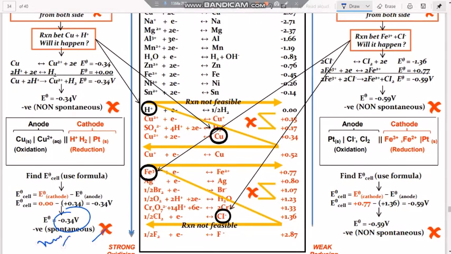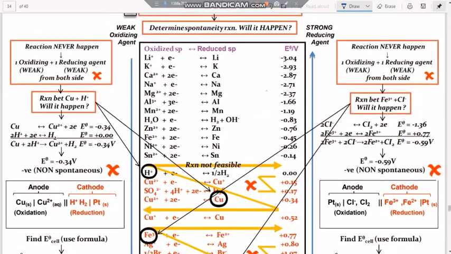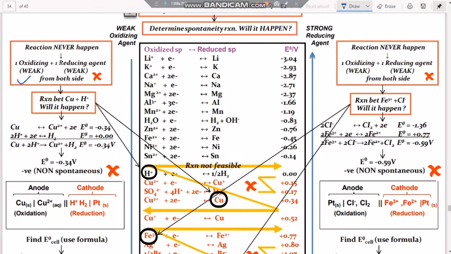And that of E naught value, when we calculate for chlorine and fluorine, iron, the reaction is minus 0.59 volts, that is also non-spontaneous. So like this, different kinds of reactions are spontaneous and non-spontaneous, understood from the oxidizing and reducing behavior.